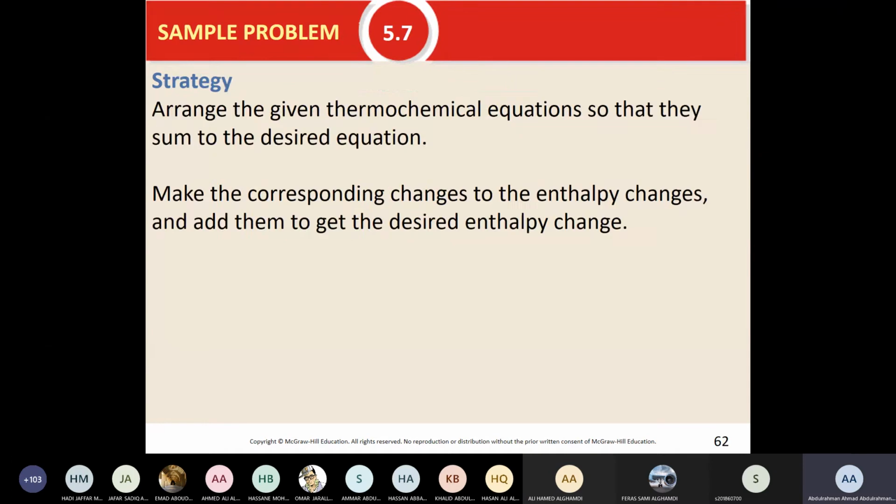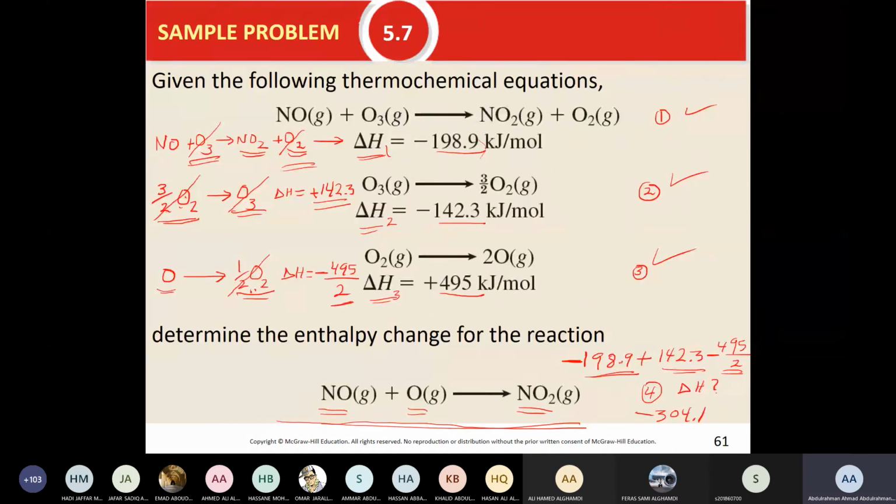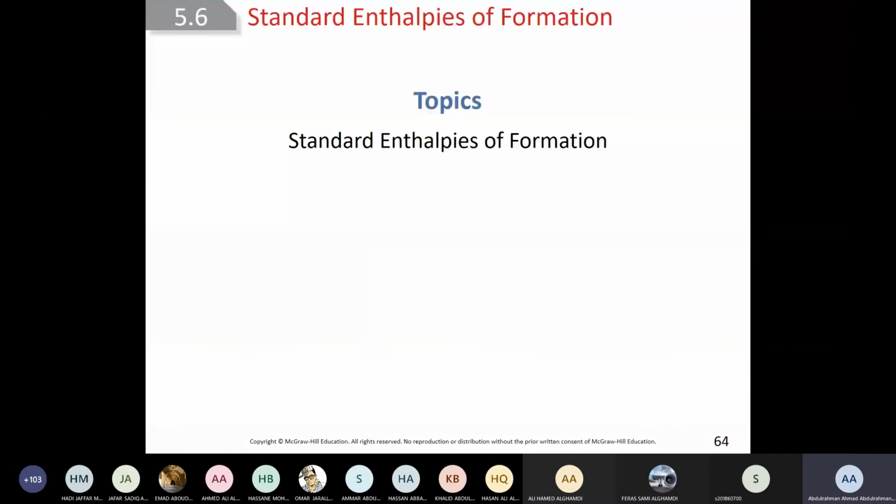Yes. Okay, very important. And again, usually in the exam, there will be at least one question like this one, in which we give you 3 reactions, 1, 2, and 3, and ask you to find what's delta H for another reaction. This whole process is called what? You have to memorize the name. Hess law, the name of the scientist Hess. Don't forget it. Good? Done.